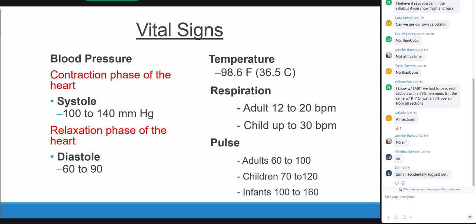Temperature, normal temperature, 98.6 degrees Fahrenheit. Respirations for adults, anywhere from 12 to 20 breaths per minute. Children, up to 30 breaths per minute. For the pulse, we have our three different ranges there. For adults, 60 to 100. Children, 70 to 120. And infants, 100 to 160.